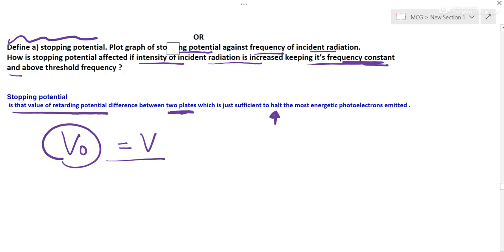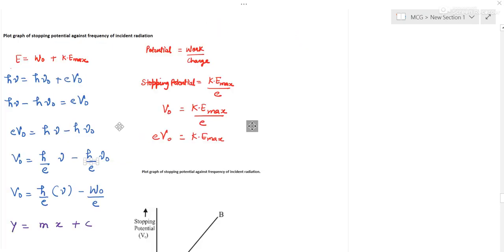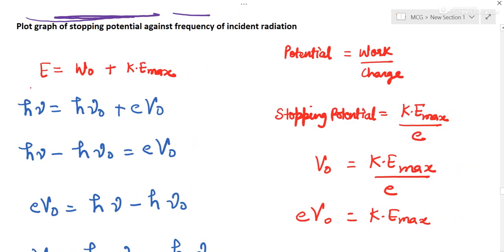Now coming to the next part of the question, which is to plot stopping potential, that is V0, against frequency of the incident radiation. For this I will pick Einstein's equation once again. Energy is equal to work function plus kinetic energy max. Energy I have written as h nu, work function as h nu naught, and kinetic energy max as eV naught, where V naught is the stopping potential.